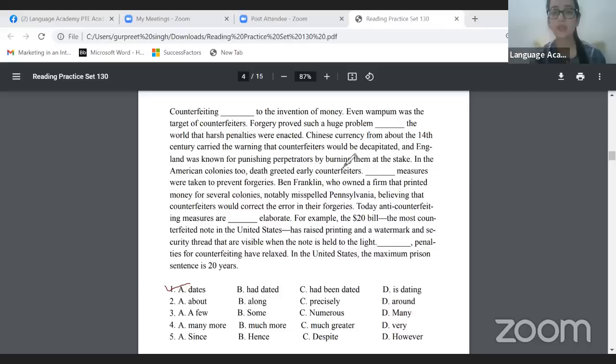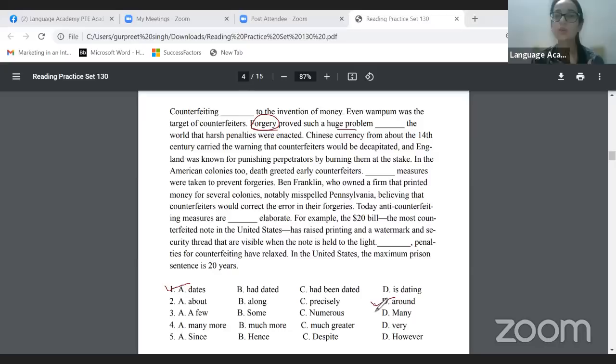Even wampum was the target of counterfeiters. Forgery proved such a huge problem around the world that harsh penalties were enacted. So something negative, because they say it's a problem around the world. About the world is things about the world. Along means with, precisely is very, very minute. And around the world is the collocation. So around the world means everywhere. We are not talking about one particular part of the world. We are talking about it was a problem around the world. So many countries, so many places were facing this problem.